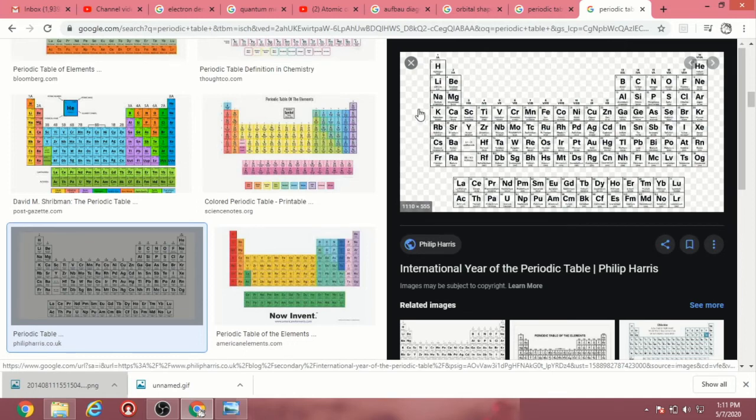So we're in row number 4. That's the highest principal number. So I count 1, 2. Don't count any of these, because those are 3d, not 4d. So I've got the 2 that are in the 4s, and I've got the 5 that are in the 4p. That's a total of 5 plus 2, 7. And of course I know that just by looking at the fact that it's in column 17 or column 7A.